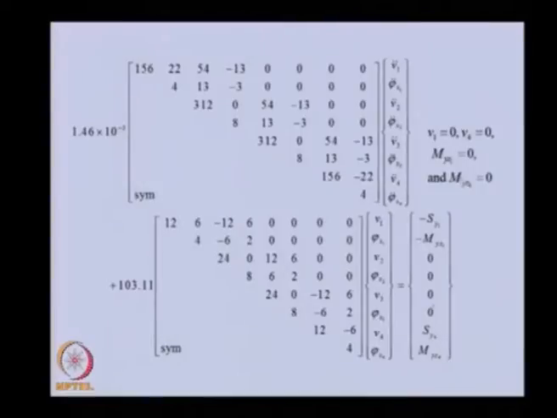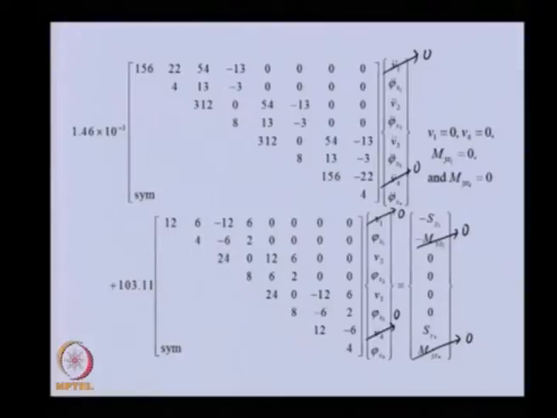As for the boundary conditions, node 1 is simply supported and node 4 is simply supported, so the displacements at these locations will be 0, and the bending moments will also be 0 at these nodes. So, we have this displacement and this displacement as 0, as the boundary condition of the simply supported case. Also, these bending moments are 0.